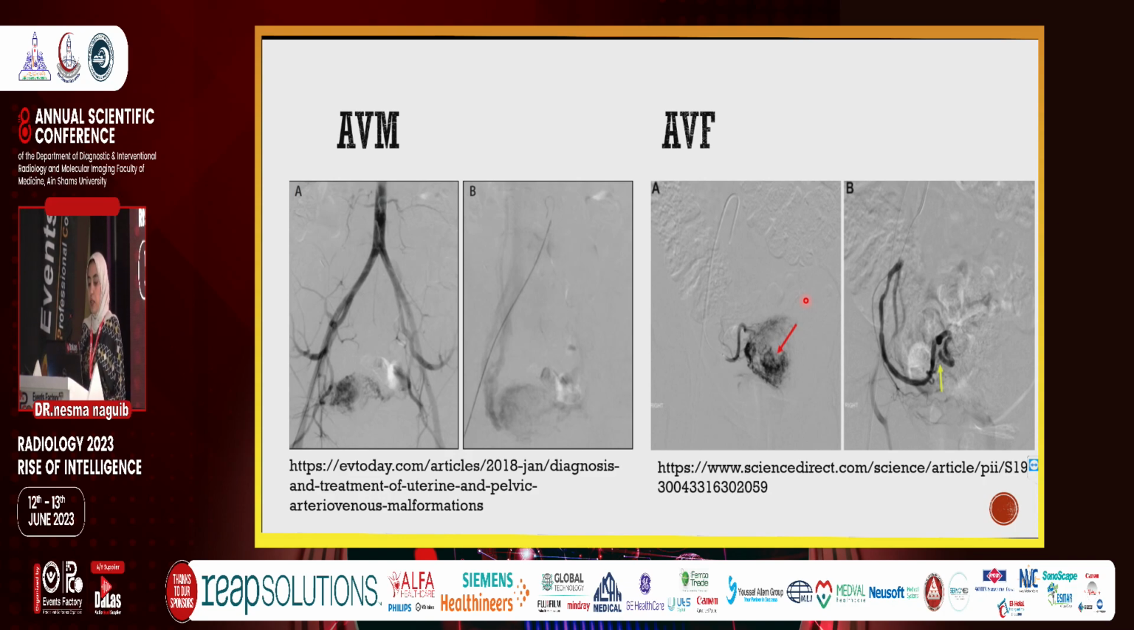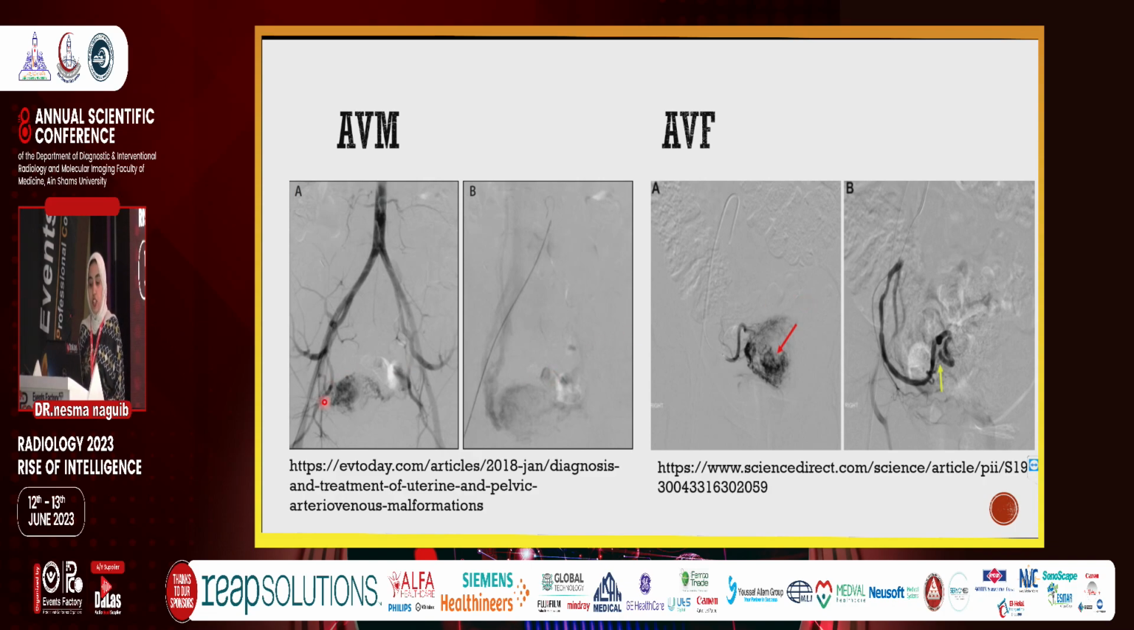To differentiate between them, we have two things. The first is the clinical history. Arteriovenous malformation is a common congenital problem, not acquired, not iatrogenic. This case is a post-cesarean section abnormality, so we think about AV fistula, and to be sure, digital subtraction angiography is done.